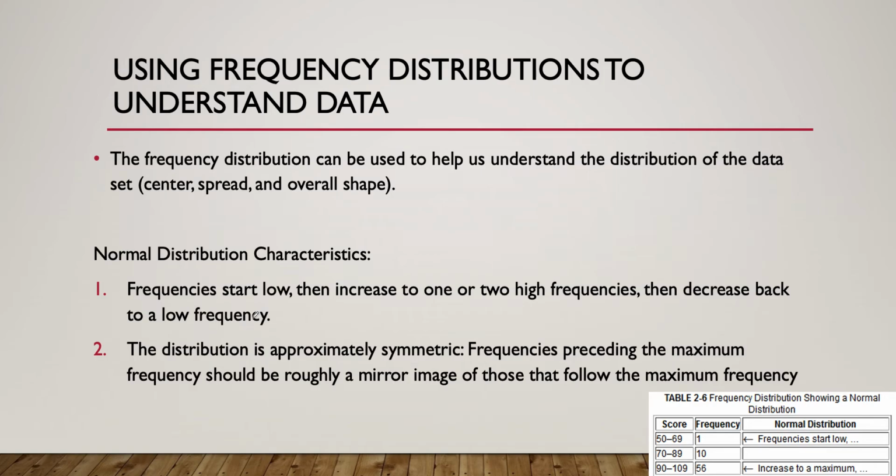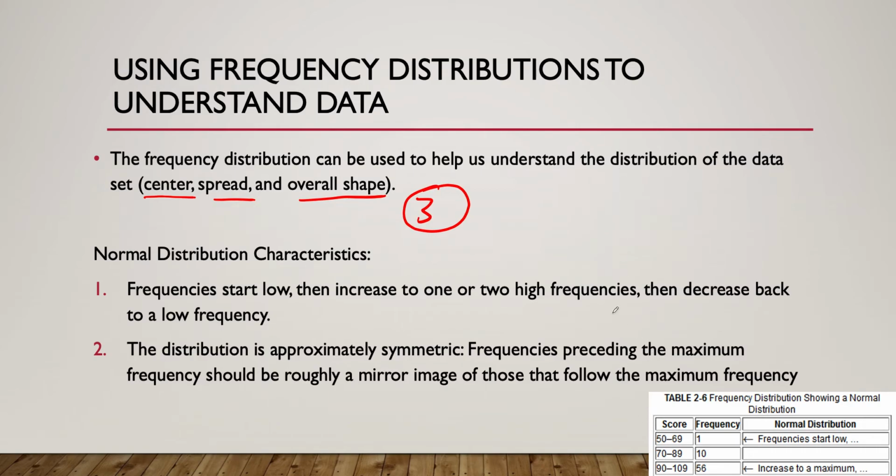To use the frequency distribution to understand the distribution of the data, this would be the center, spread, and overall shape. Those are those 3 properties that we always want. And it uses the normal distribution characteristics. What that means is the frequencies start low, then increase to 1 or 2 high frequencies, and then decrease back to a low frequency. The distribution is approximately symmetric. The frequencies preceding the maximum frequency should be roughly a mirror image of those that follow the maximum frequency.